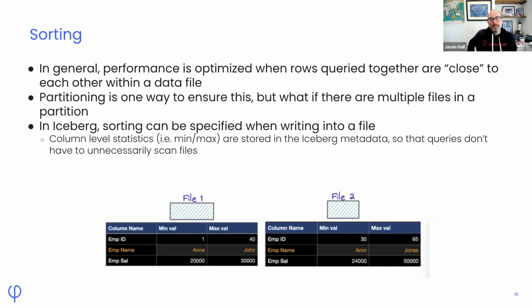Right? So it's really important in Iceberg, especially in the event that many of your queries are going to return subsets of data based on some sort criteria beyond the partition scheme, to have your data sorted by that column when it's written into Iceberg.